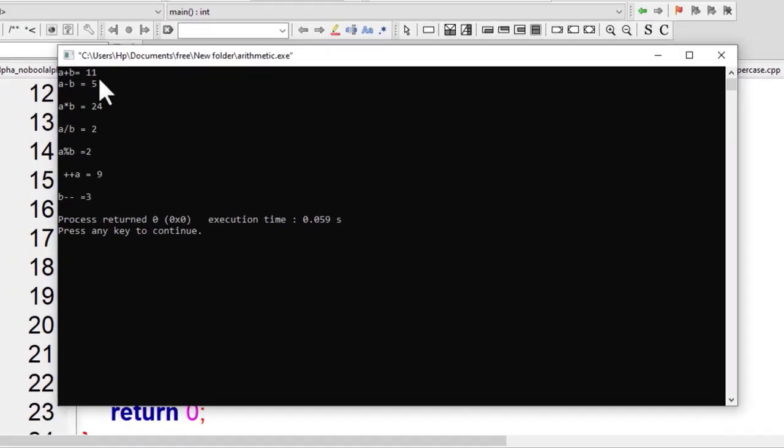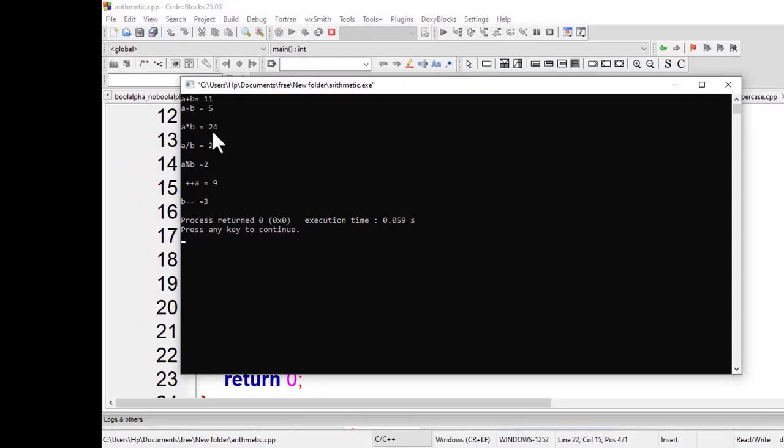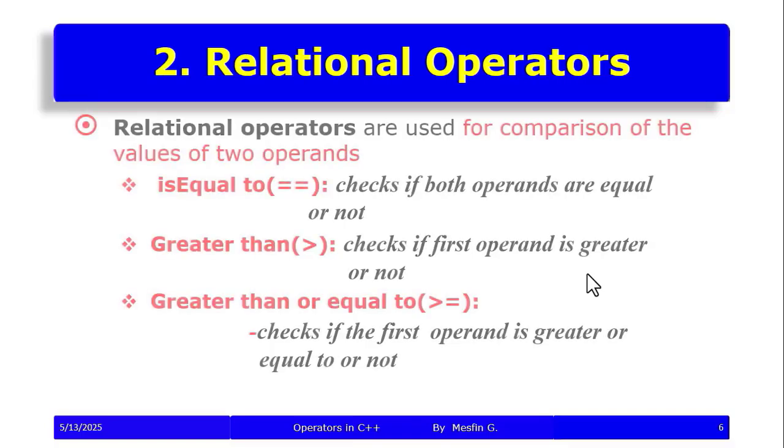a plus b is equal to 11, a minus b is equal to 5, a times b is equal to 24, a divided by b is equal to 2, a modulo b is equal to 2. plus plus a is increased by 1, but since b minus minus is post decrement, the value stays as it is. The second classification of operators is relational operators.